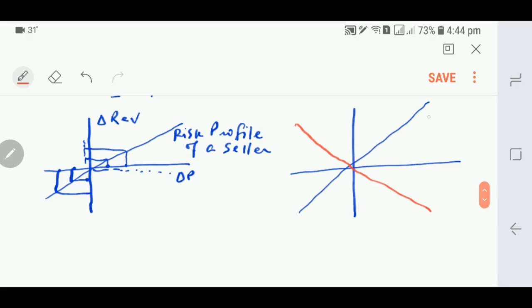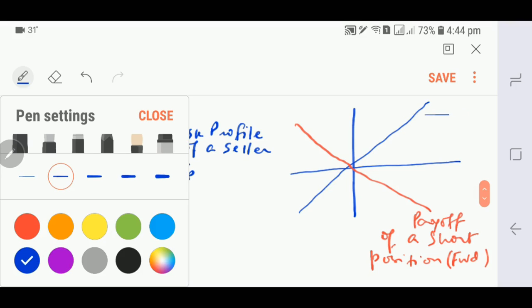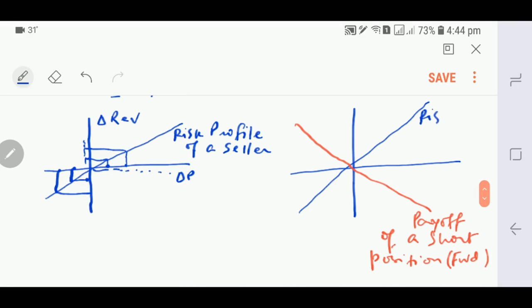So this is the payoff of a short position in a forward contract. In the bracket, let me just write forward contract, or a futures contract for that matter. And this one, the blue line here, let me change color again. This is the original risk profile.